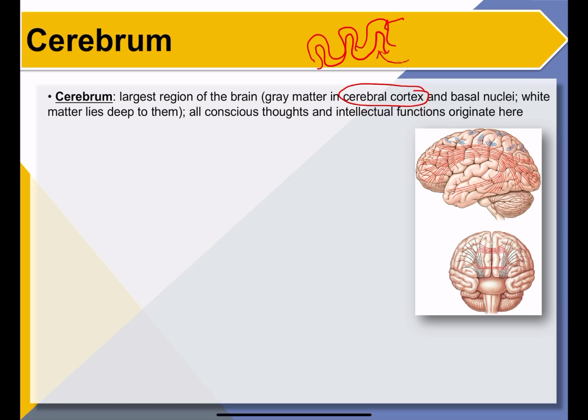But the cerebrum, as we have mentioned, is where all conscious thoughts and intellectual functions originate, and then we will need to send those out in commands, okay?